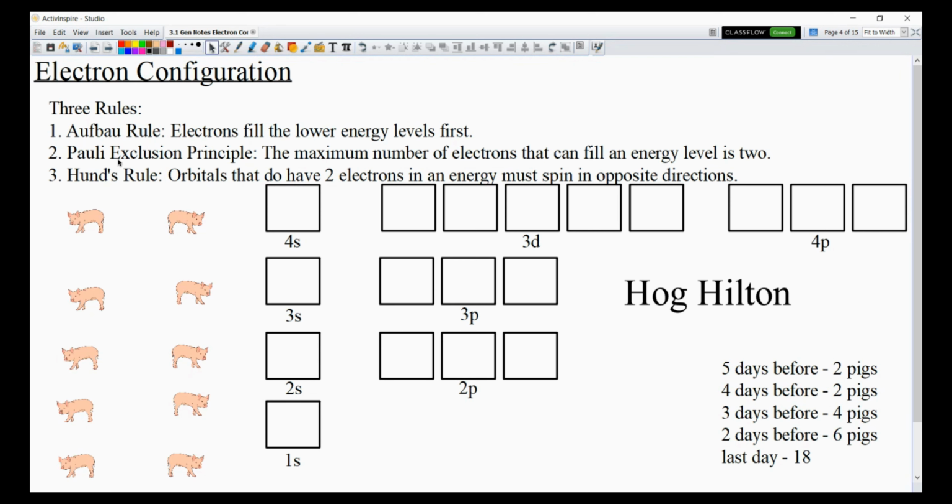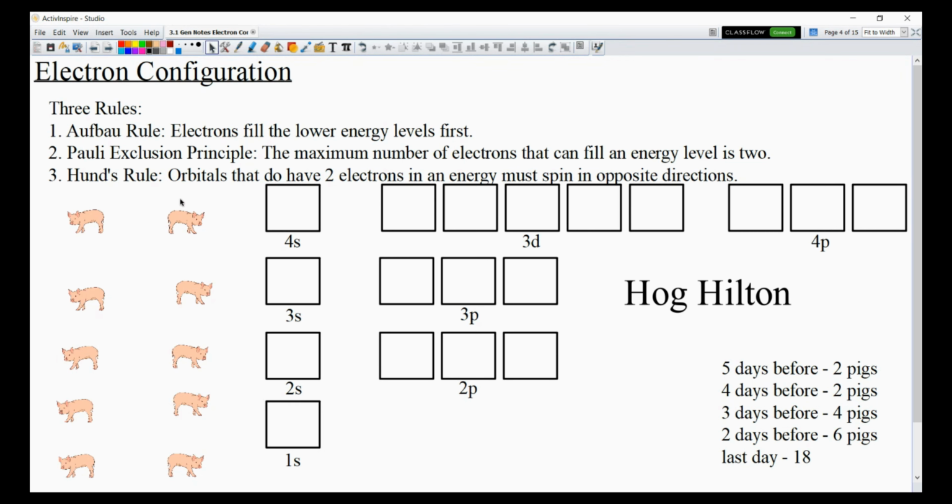Then we have the Pauli exclusion principle, which says the maximum number of electrons that can fill an energy level is 2. And then Hund's rule says that orbitals that do have 2 electrons in an energy level must spin in opposite directions. So please pause the video and write these down.